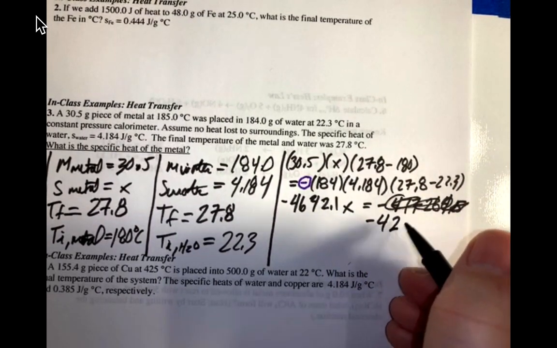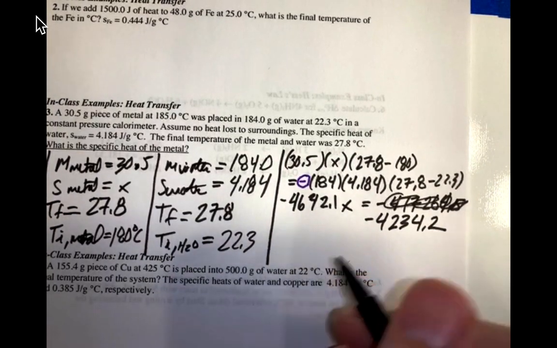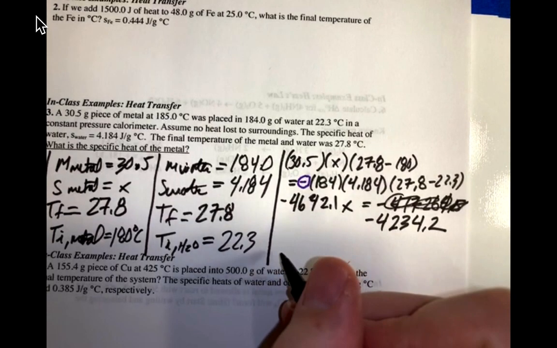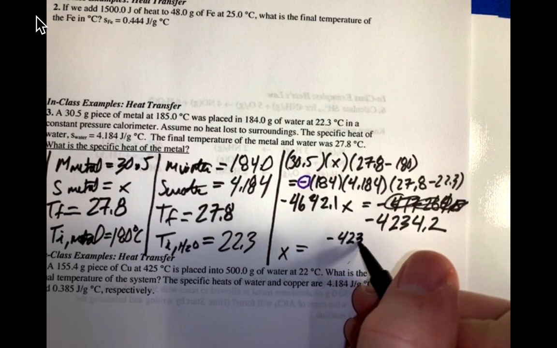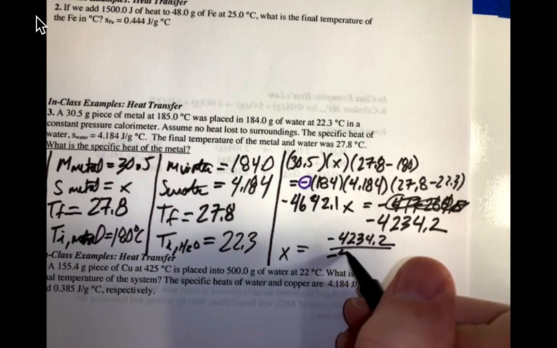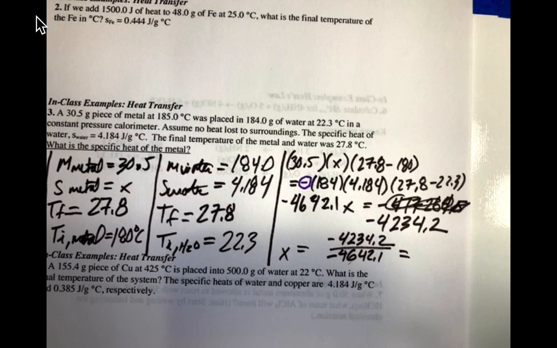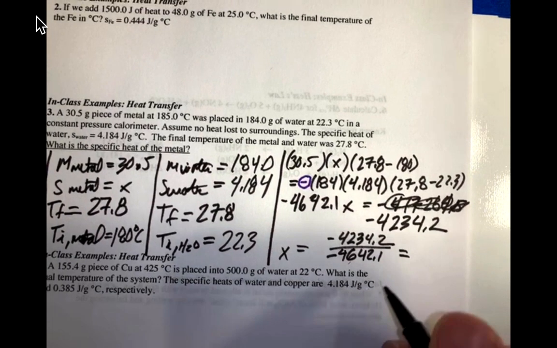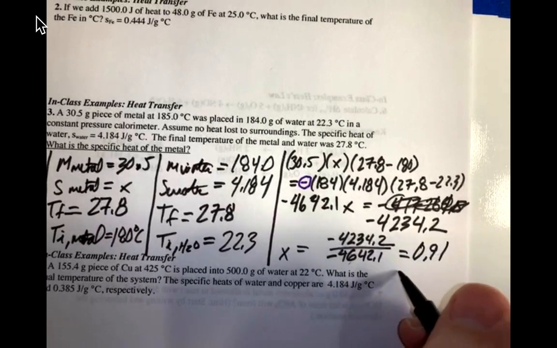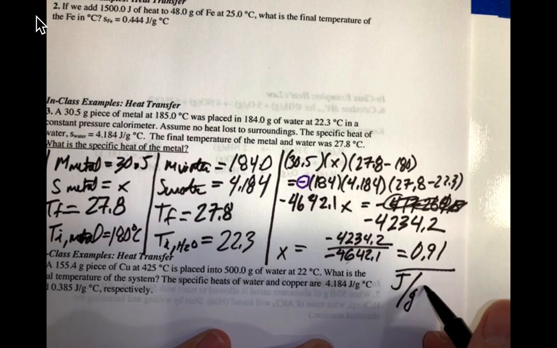Okay, minus 4234.2. And so I have a minus here and a minus here. X is going to be equal to minus 4234.2 over minus 4642.1, which is 0.91. I would have units of joules per gram degrees C.